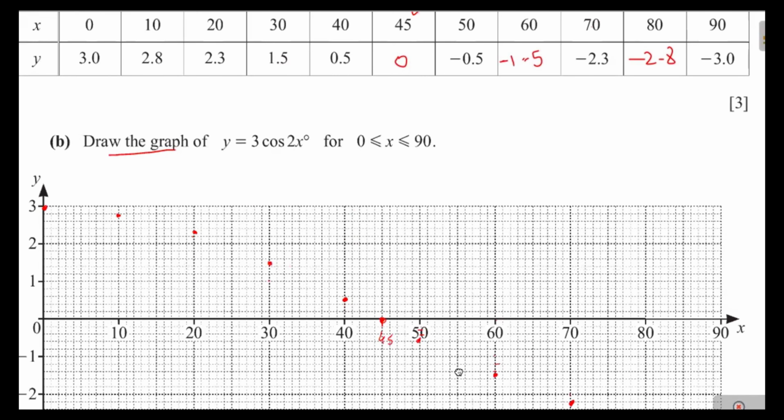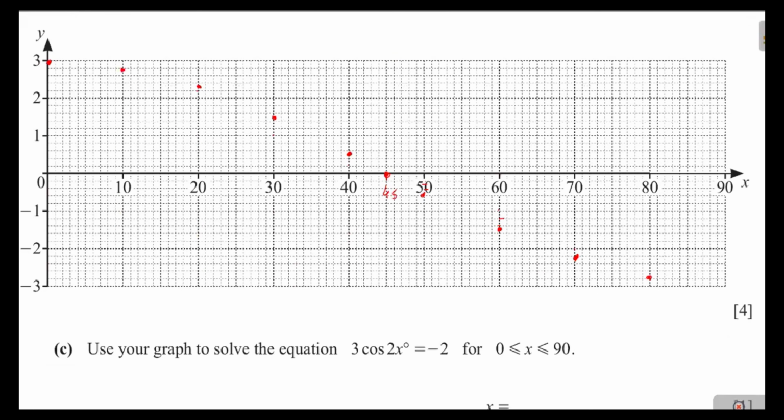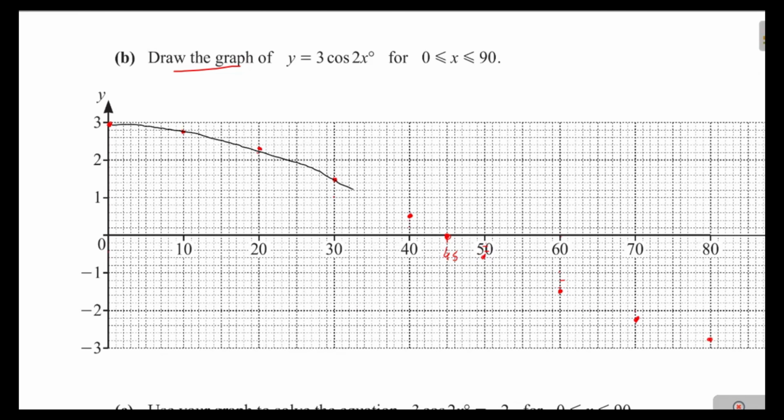And 90 to minus 3. Now we join all these points.